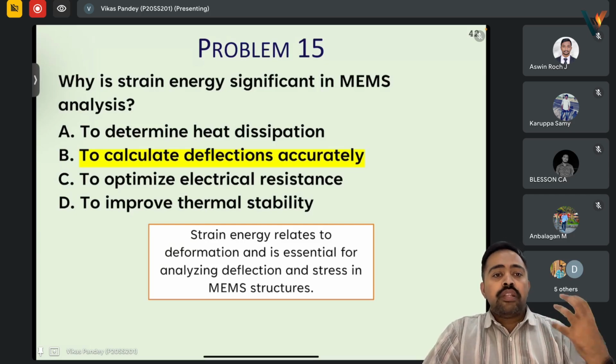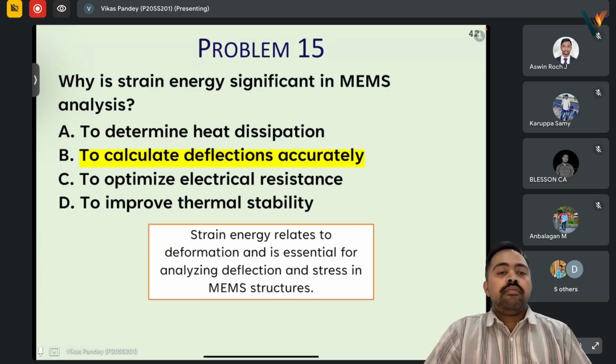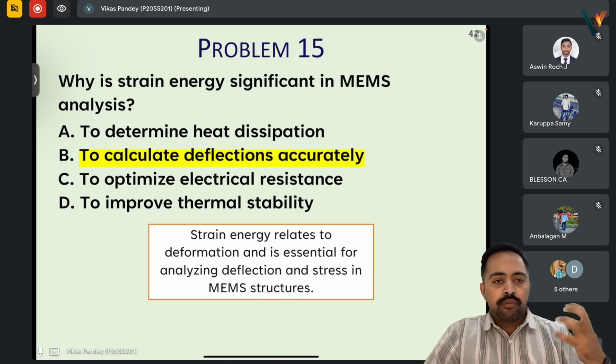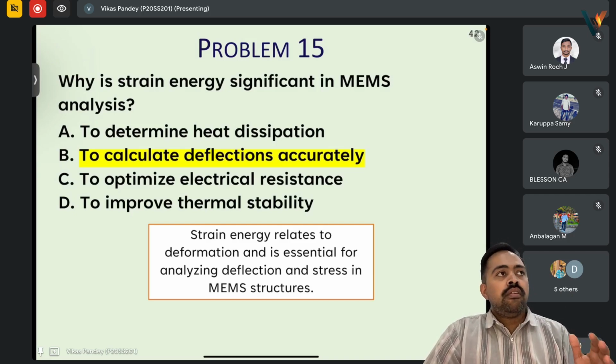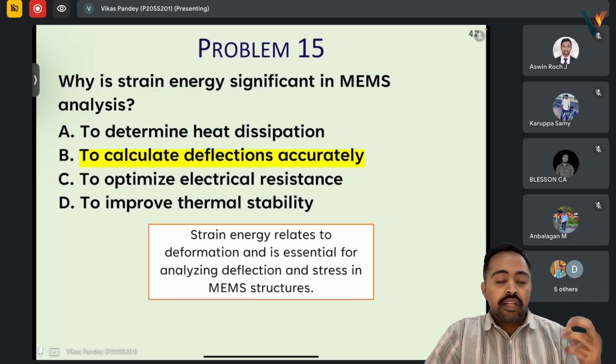Although this same energy, accumulated over a period of time, will also lead to heat dissipation, that heat will come in terms of heat and all, but that is when we are talking about a small structure. That is a different thing, but specifically this energy is significant for deflections.